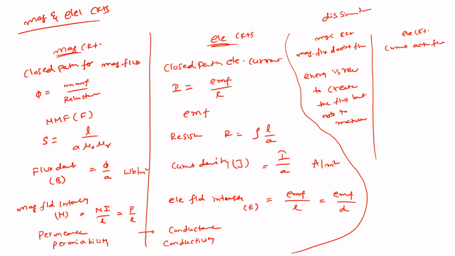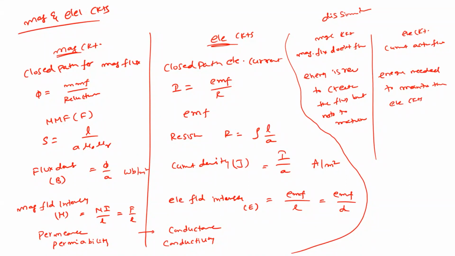Here, in the electric circuit, if you remove the energy, what will happen? You always have to constantly push the energy. That means energy is needed to maintain the electric circuit. If you remove the energy, the current will automatically become zero, right?